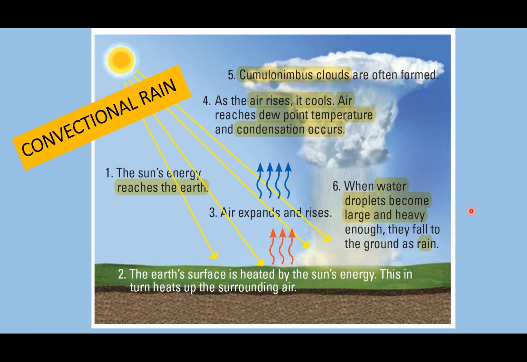Another element of weather will be rain. There are two types of rain. One is convectional rain and the other is relief rain. Let's look at convectional rain first.